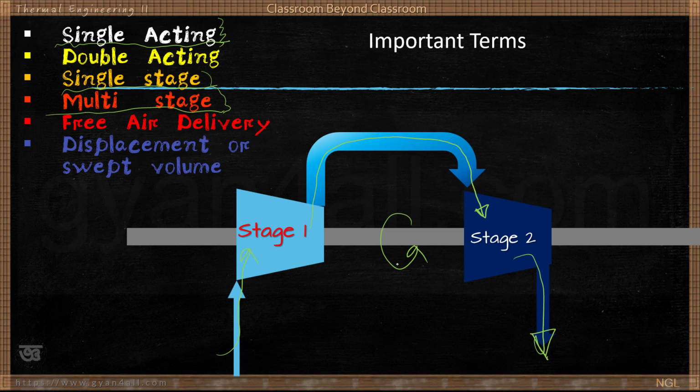So this is called double stage compression. It may be reciprocating, it may be centrifugal, no issue, but the process is called double stage compression. If there are three compressors, then we will call it triple stage compression, and the general name is multi-stage compression.